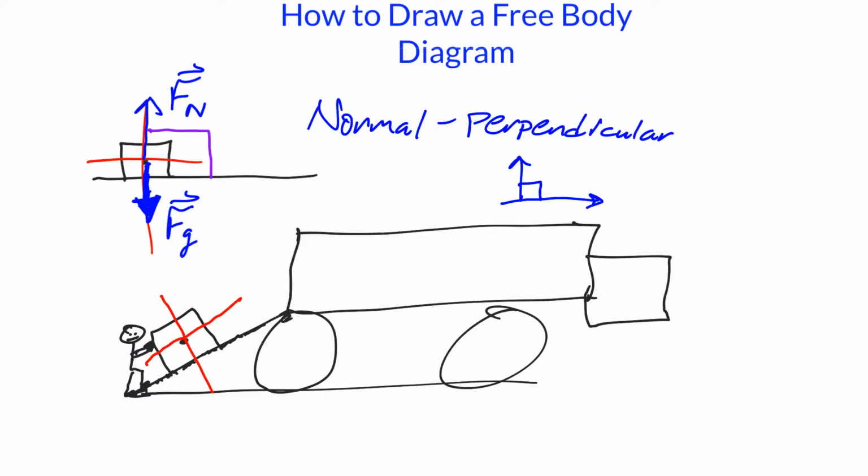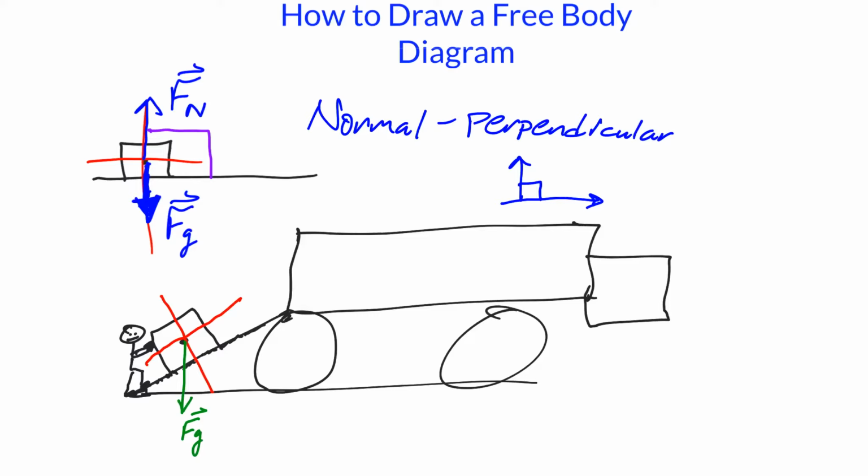So is there a non-contact force acting on that box right now? Some force that doesn't have to touch it in order to act on it? Hopefully you said gravity. And gravity always acts straight down, okay? Even if you tilt the axis, gravity still acts straight down.